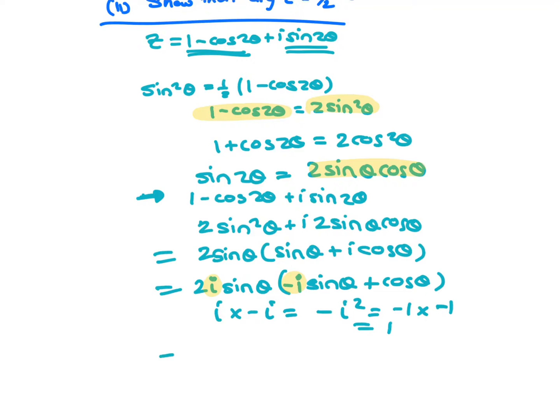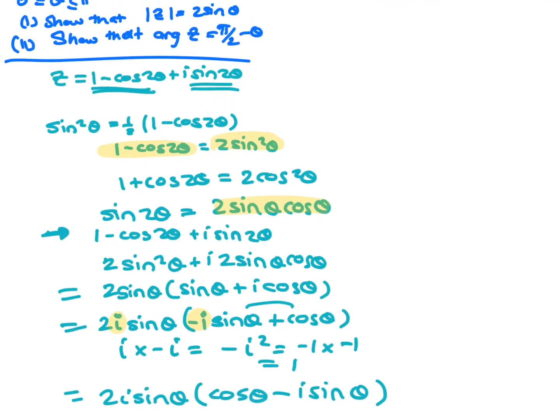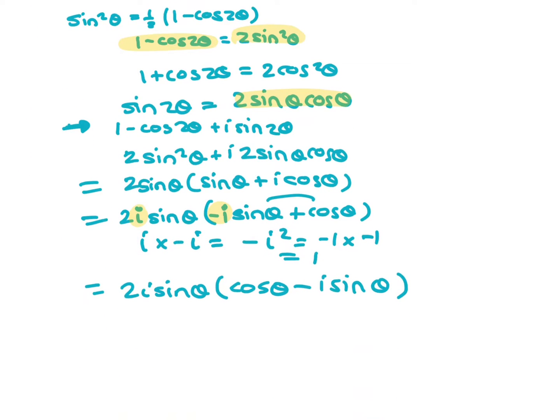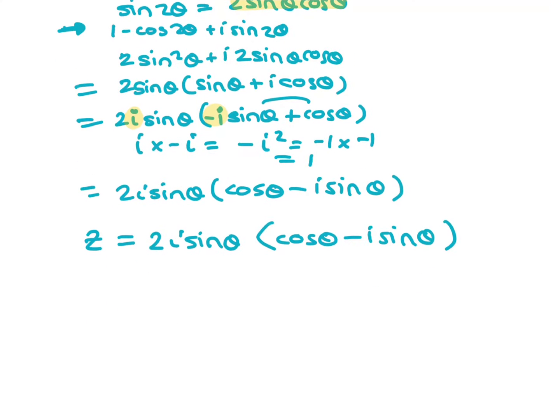Okay, so that just means then you've got 2i sine theta, and then I'm just going to switch this around, so you've got cos theta minus i sine theta. Now, what are we actually trying to do with this? We want to find mod z. So if this was equal to z, 2i sine theta times cos theta minus i sine theta, then the modulus of z is the same as the modulus of this here.